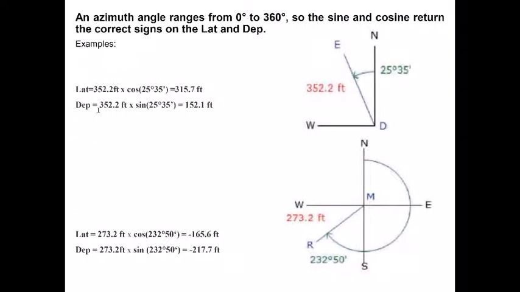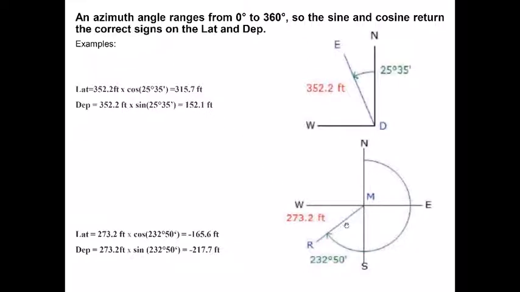Now, for the departure, the bearing remains the same, the length remains the same. You just multiply it with sine, and in this case, it is in west, so this will be negative over here. This is a typo, so this will be negative 152.1.